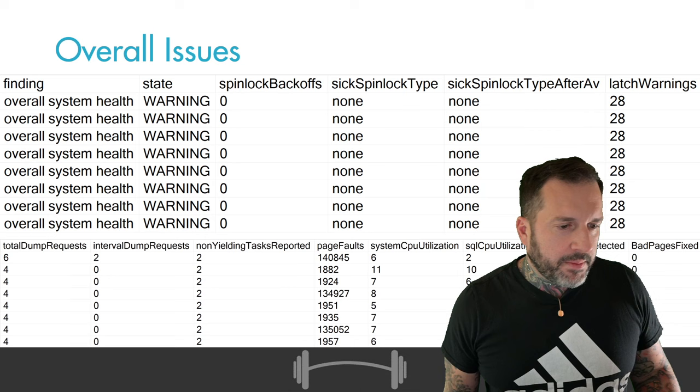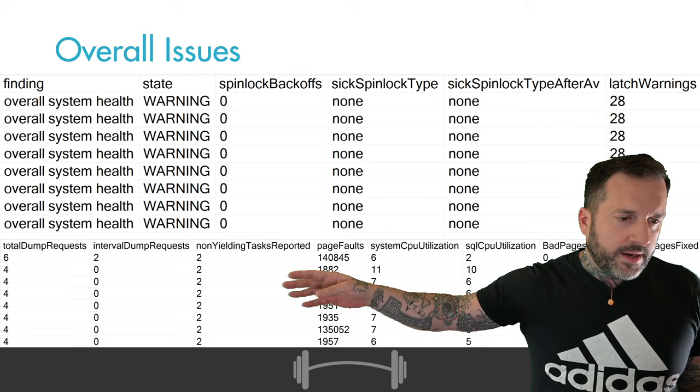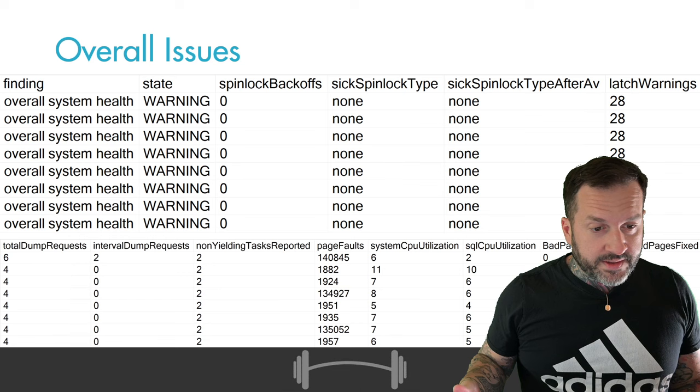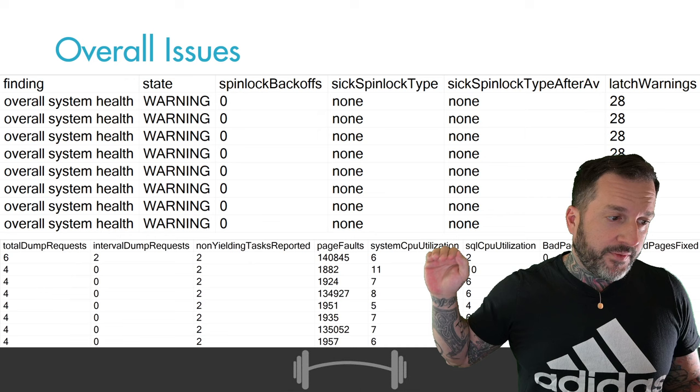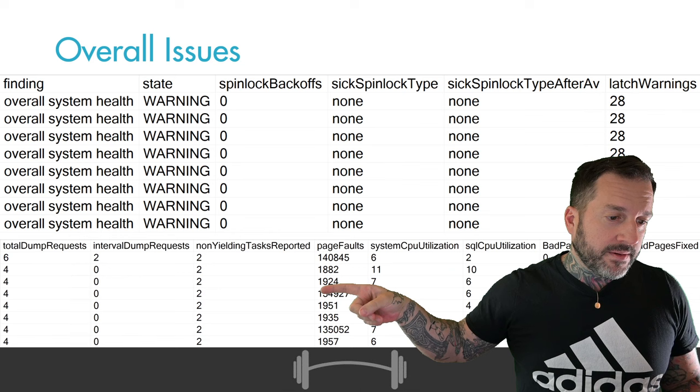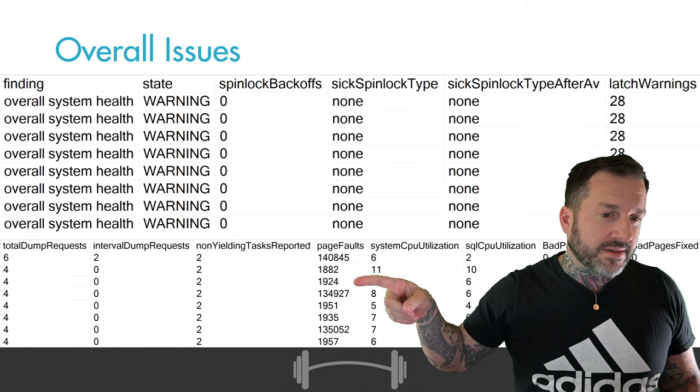So starting way over on the right, tragic green screen, total dump requests. Every time SQL Server wanted to make a stack dump, that's the number of dump requests that happened in the particular interval between collections. So you can see total dump requests go from 4 to 6, and there were 2 dump requests in that interval. If there were any non-yielding tasks reported, you get that in this column. Page faults, which are kind of a meme. Who cares, really?